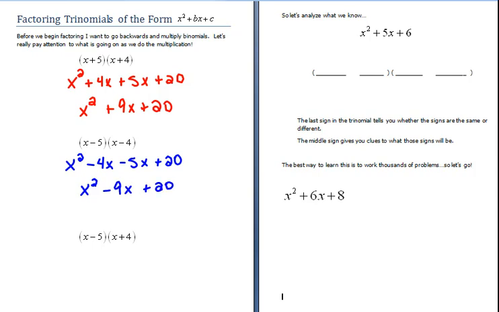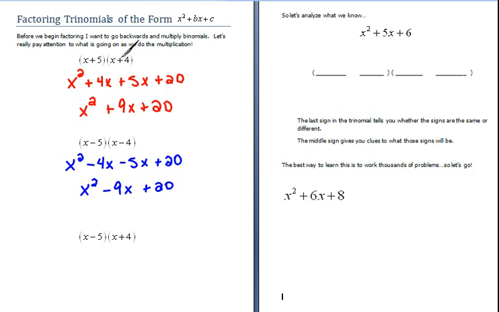Now I want to pause for just a second, and I want us to look at both of these answers. These answers are almost identical, aren't they? In fact, the x squared part is identical, and the positive 20 part is identical. The only difference is in the signs of our middle term.